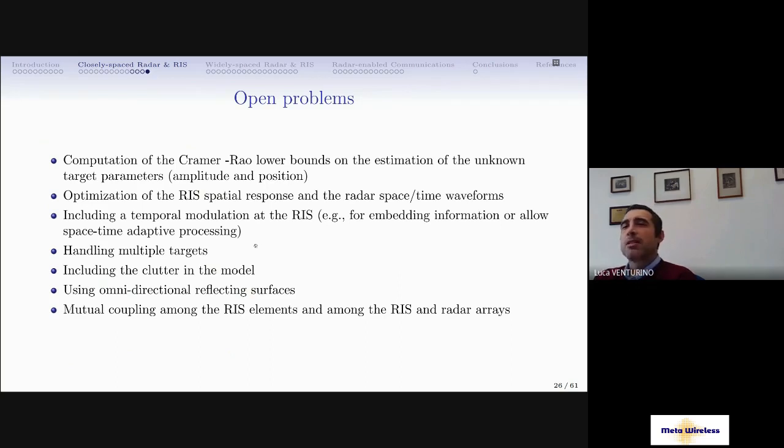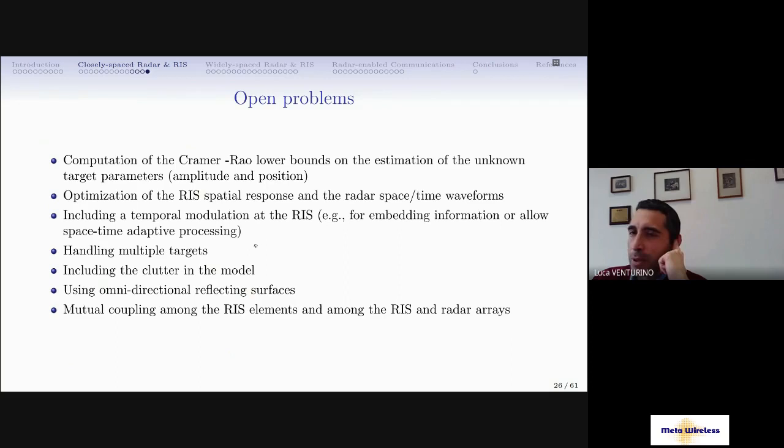Also, as to the RIS, why not introduce a temporal modulation? The reasons for that are many. Of course, one reason for having a temporal modulation is possibly embedding information. But in the context of radar detection and estimation, a temporal modulation could also be used to allow space-time adaptive processing, which could be a very promising field, because right now there are no works addressing space-time adaptive processing for RIS-assisted radar.